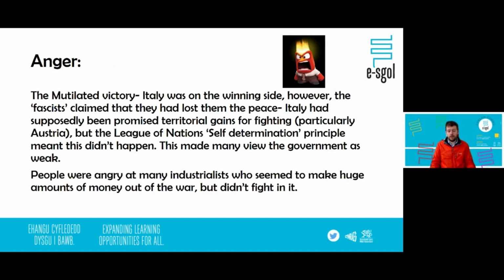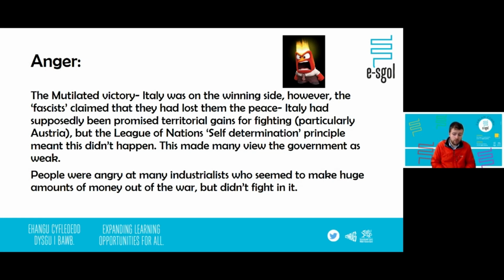Well, firstly, the anger over the mutilated victory. At the end of the day, Italy was on the winning side in the First World War. The Treaty of Versailles, the Treaty of Trianon, they all stripped land from the losing side and gave that land to the winning side. However, what happened with Italy is those supposed territorial gains, particularly Austria, Italia Irredenta, were not given to them because the League of Nations self-determination principle meant that Austria in particular was allowed to remain as Austria and not just pushed in as part of Italy.